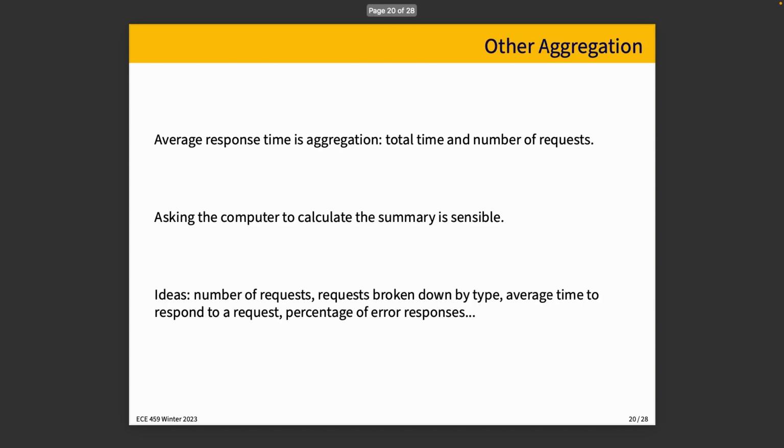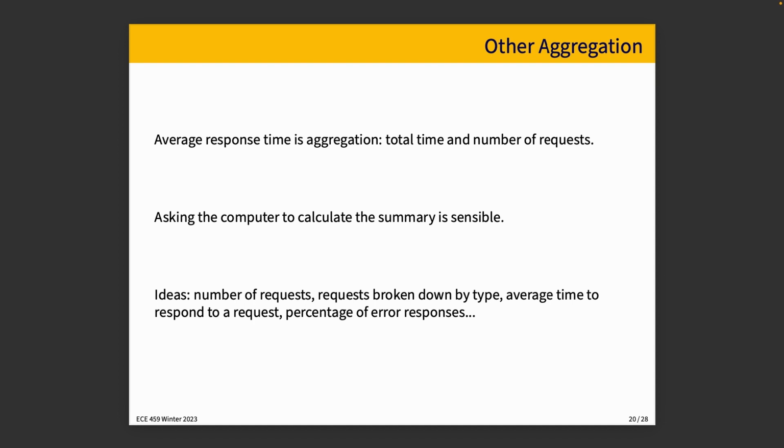And so, yeah, sum is just the simplest kind of aggregation, but others are exactly what they sound like, some other kind of summary of your data. Calculating the average response time is an aggregation. It happens to be based on two counters. It sums up the total time per request and divides it by the number of requests in the given period. And hopefully the resulting value is useful to somebody.